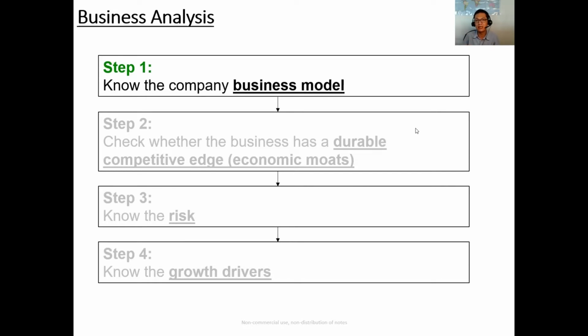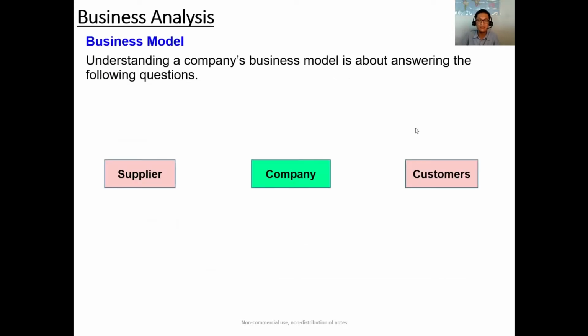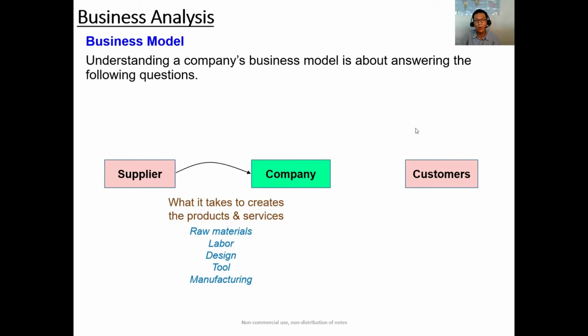When it comes to business analysis, first of all, we need to understand the company business model. Understanding the company business model is about answering the following questions. First, from the supplier side, we need to know what it takes to create the products and services. What kind of raw materials are needed to create the products? What kind of labor and technical know-how is needed to create the products or to sell the service? Is there any design, tools, and manufacturing know-how needed to create the products?